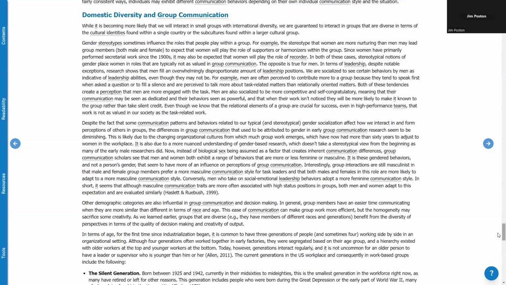Men are also socialized to be more competitive and self congratulatory, meaning that their communication may be seen as dedicated and their behavior seen as powerful. And when their work isn't noticed, they will be more likely to make it known to the group rather than take silent credit. Even though we know that the relational elements of a group are crucial for success, even in high performance teams, that work is not as valued in our society as the task related work.